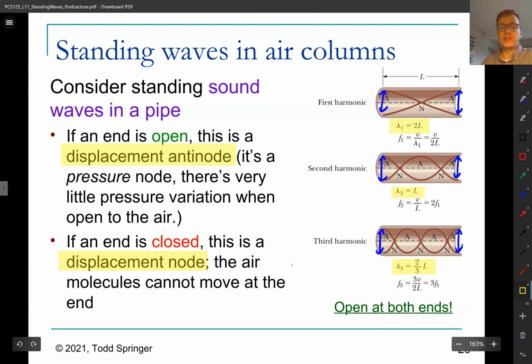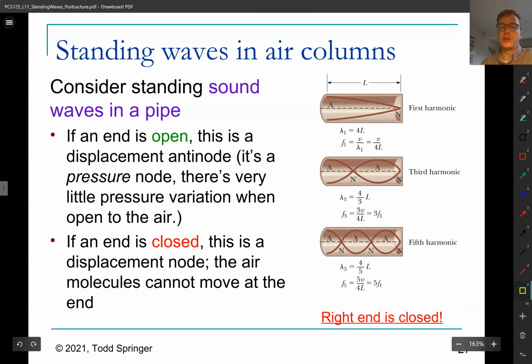It gets more interesting if you start to close one end and open one end. So what if I have this situation where the right end is closed? Remember the closed end is a node, so the molecules can't move. So here's a node at this end. The right end is closed in this case. But the left end is open, so the left end has to be an antinode. So here's an antinode here, antinode, antinode.